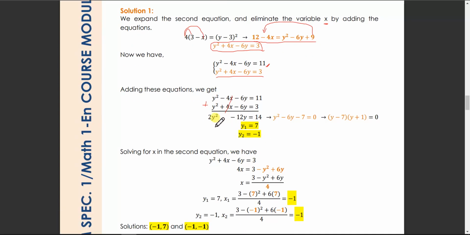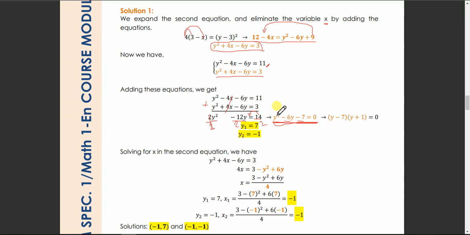And pwede natin siya ma-simplify by dividing our equation by 2. So i-divide og 2, i-divide niini og positive 2, i-divide pod ni siya og positive 2. So ang mabilin, y squared. Negative 12 divided by 2 is negative 6. Then 14 divided by 2 is 7. But we are going to transfer it sa atong left side sa atong equation. That's why we have negative 7. And that is equal to 0. So we have this na dayon. y squared minus 6y minus 7 is equal to 0.